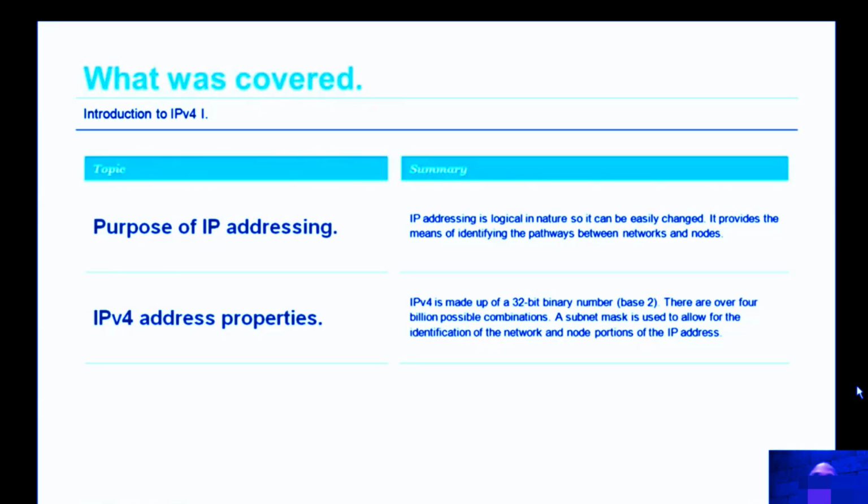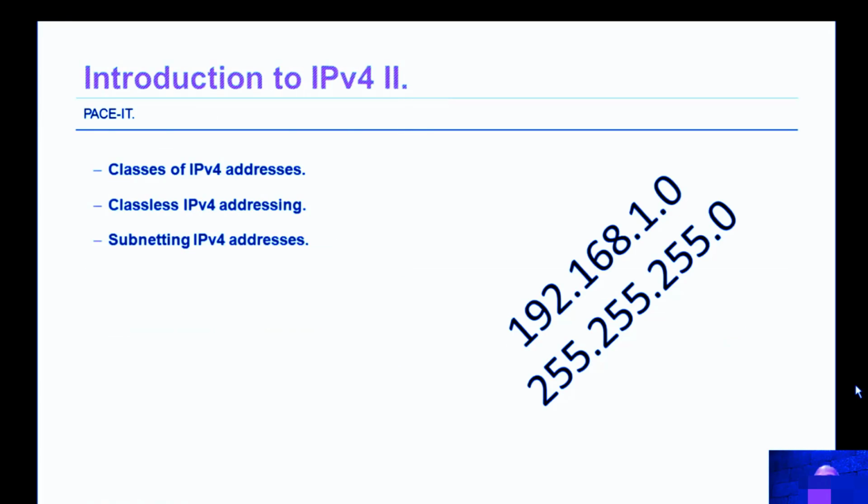We talked about the purpose of IP addressing. And then we moved on to some IPv4 address properties, classes of IPv4 addresses, and then we're going to move on to classless IPv4 addressing, and we will conclude with a brief discussion on subnetting IPv4 addresses. There's a whole lot of technical information to cover, so let's go ahead and begin this session.